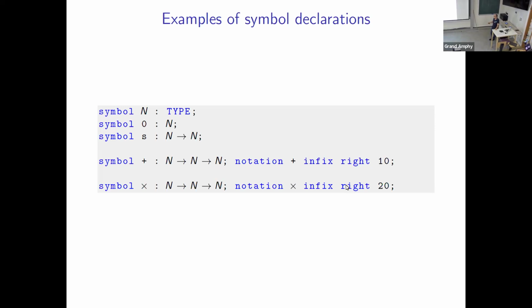Then addition, for instance, so say, I have a symbol plus with this type, and you can use some notations, fixed notation if you want. So these are just declarations. Later, you can add rewrite rules to define addition or multiplication.